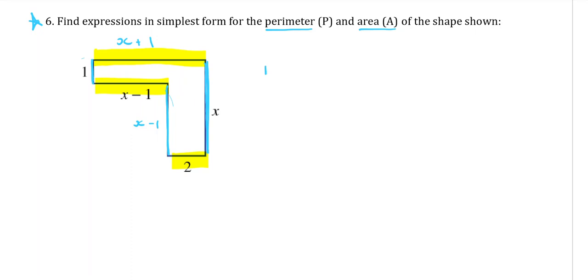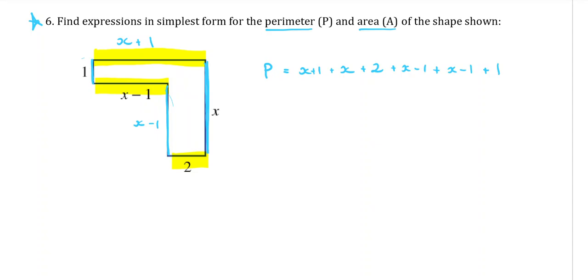Okay, so let's start with P for perimeter equals, and we're going to go around the shape and add them all up. I'm going to start at the top. I have x plus 1. Then going in a clockwise direction, my next side is an x. I'm going to plus x. Then I'm going to plus the 2, which is at the bottom. Then I'm going to plus the x minus 1. Then I'm going to plus another x minus 1. And then I'm going to plus the 1 from the end.